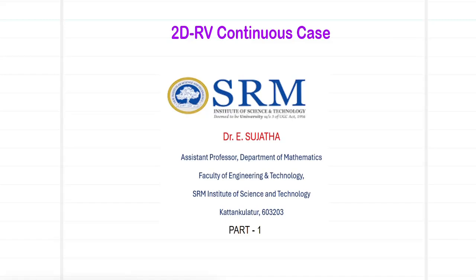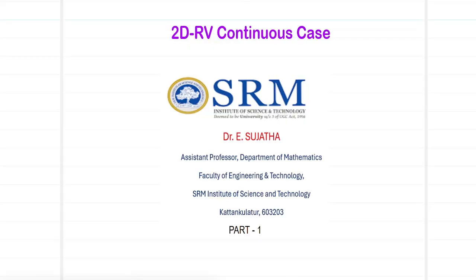Hello everyone. This video will help you to define the basic quantities required for a two-dimensional random variable in a continuous case. We will see the required definitions and the conditions or criteria to solve any problem in a two-dimensional random variable in a continuous case. As such, a two-dimensional random variable can be classified into a discrete case and a continuous case.